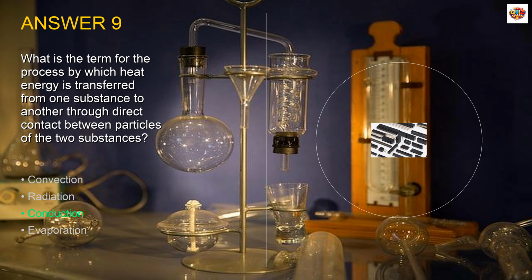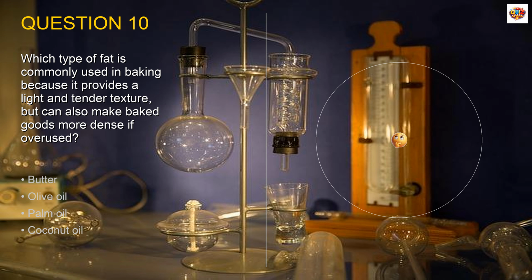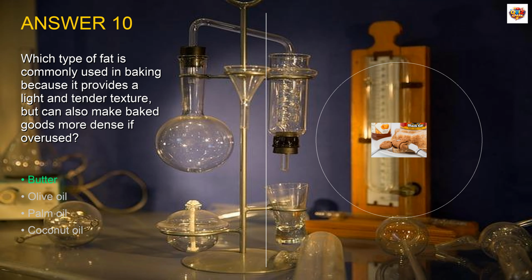The answer is conduction. Which type of fat is commonly used in baking because it provides a light and tender texture, but can also make baked goods more dense if overused? The answer is butter.